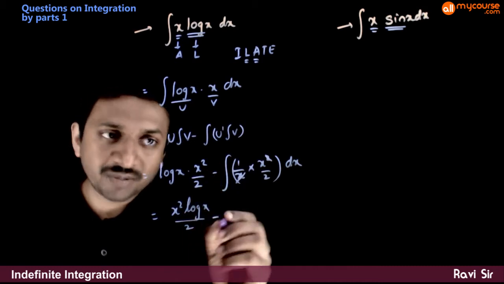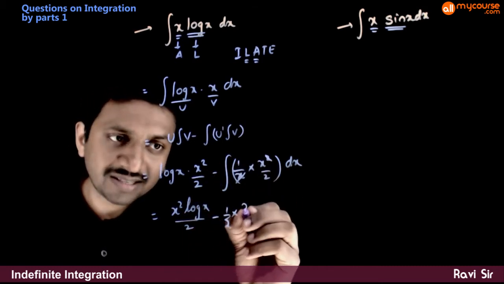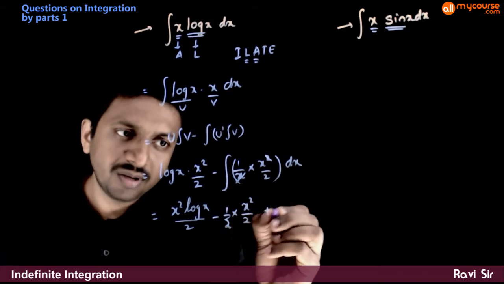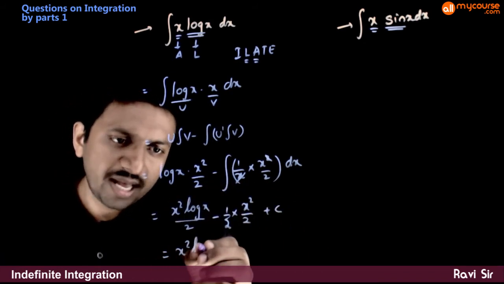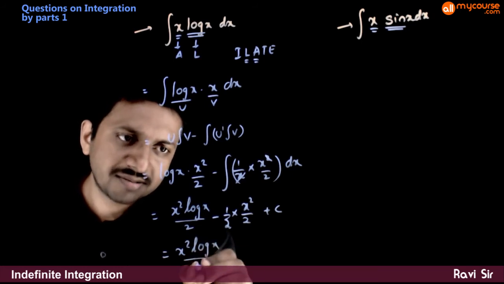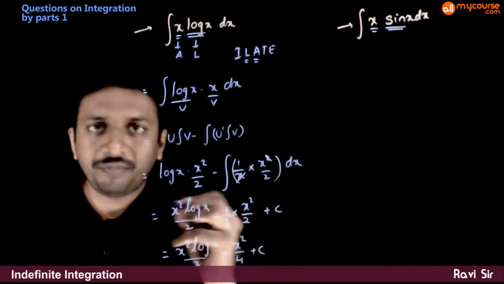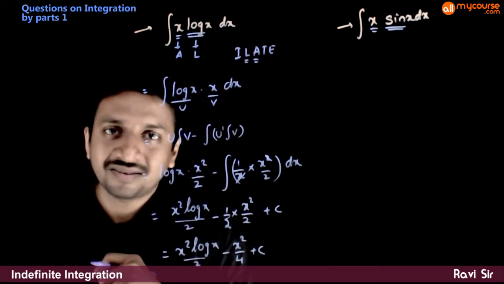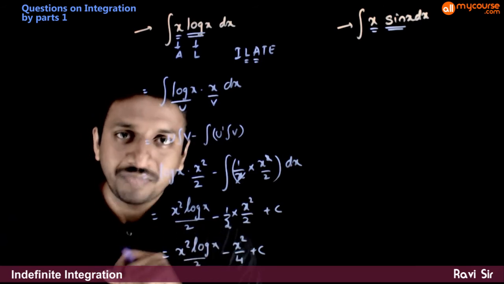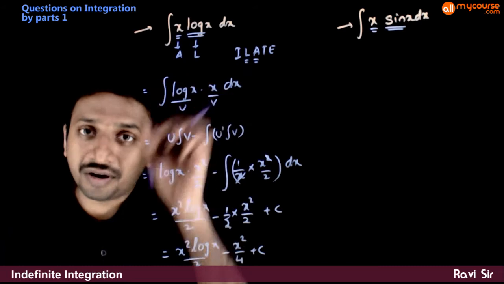So integration of x by 2, that is 1 by 2 times integration of x, is x square by 2 plus c. That is equal to x square log x by 2 minus x square by 4 plus c. So this will be the integration of this function. Looking simple, right? So the first step is identification of the order.